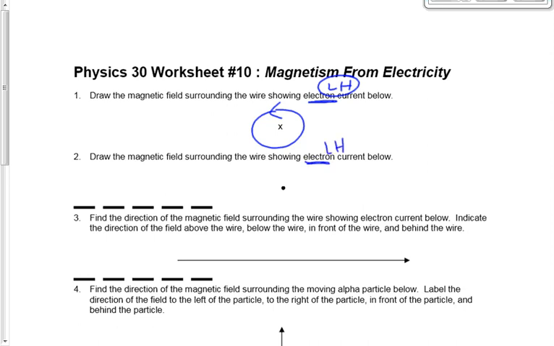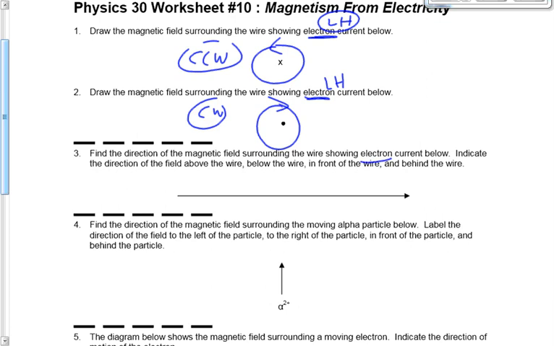Out of the page, go clockwise. Electron current again. Good. Left hand. See how most of these problems are negative. This time we want to find it above, below, in front, and behind. Electron current is going right now.